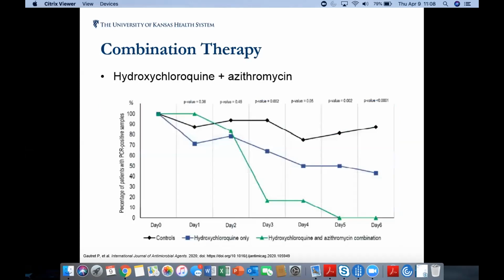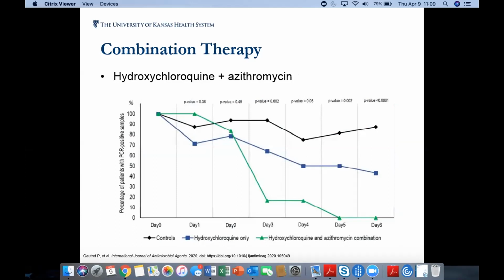Another study that's gained a lot of attention is the combination therapy of hydroxychloroquine and azithromycin. And this is somewhat now of an infamous study. It has gained a lot of attention in the news. And so patients in this study received one of 3 different treatments. They received control, so no antiviral, hydroxychloroquine only, or hydroxychloroquine and azithromycin combination.